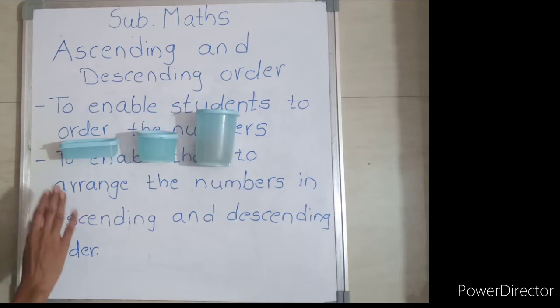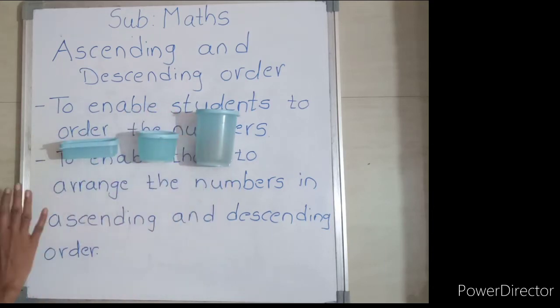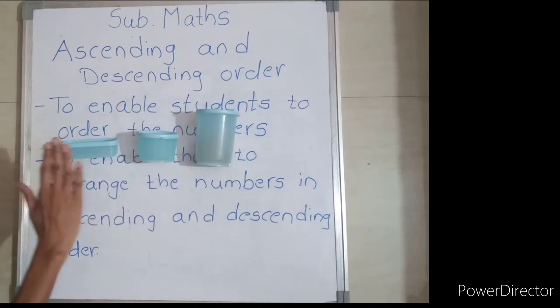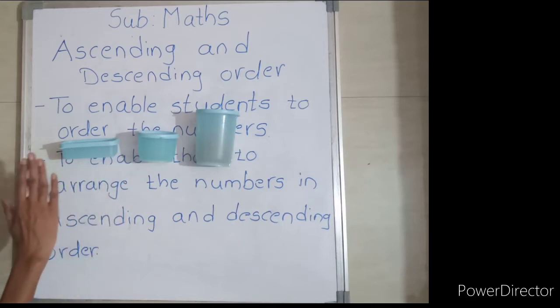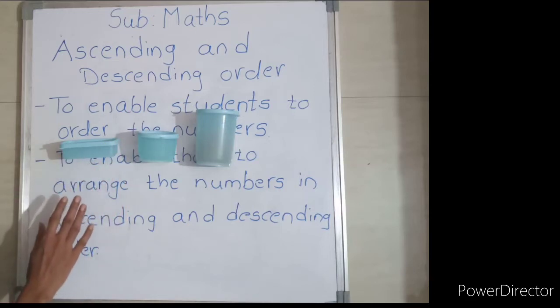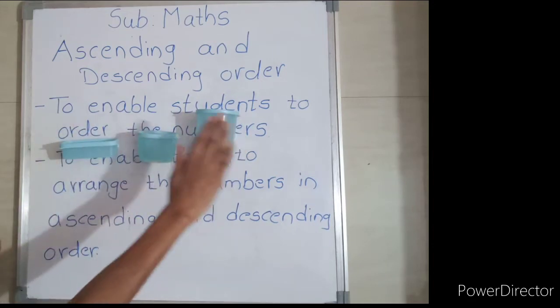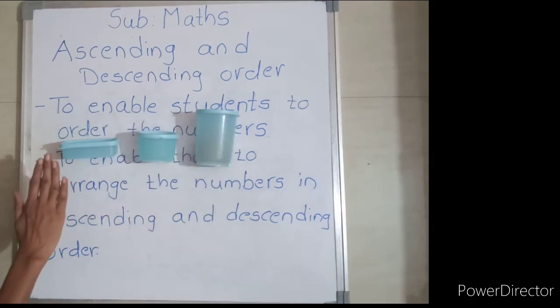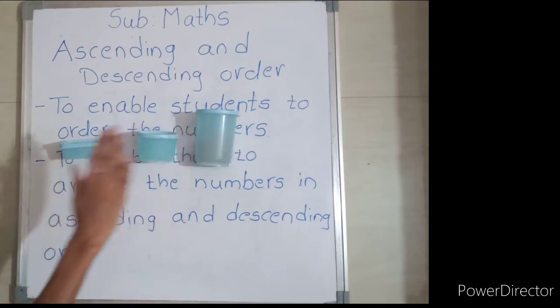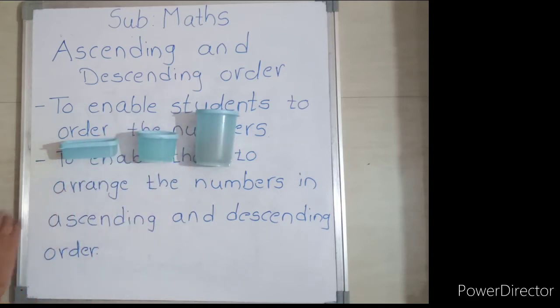It is in number from 0 to 9. If we arrange the numbers from 0 to 9, then that is ascending order. And descending means larger to smaller or bigger to smaller. So in number form, from 9 to 0 is a descending order. Now here we will see one example.